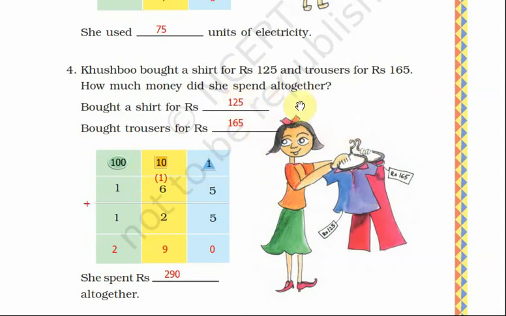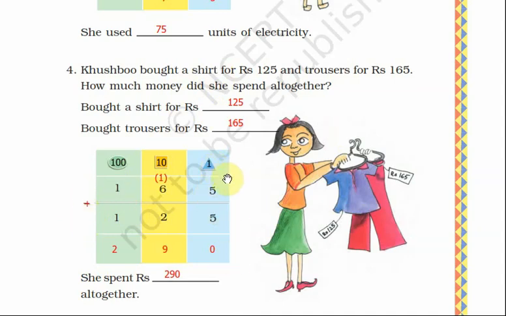In order to find the total amount, what do we have to do? We have to add the amounts. Now it is written in proper columns here, 165 and 125. Here it is given minus. It is not minus. You have to write it plus, because we had to find the total amount that she had spent. So write here plus instead of minus. Make it plus. Now we can add.